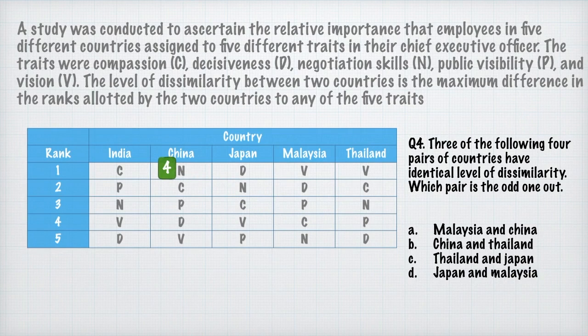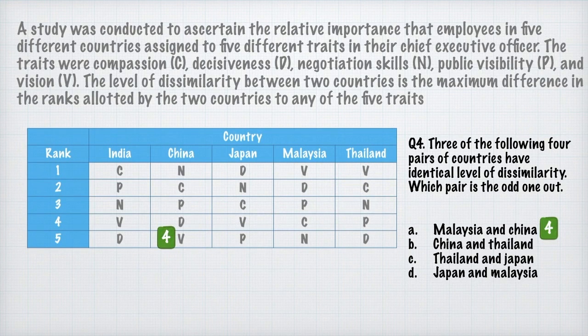First is Malaysia and China. So if I look at Malaysia and China, straight away I can see Malaysia and China is pretty straightforward. The trait N has rank 1 for China and rank 5 for Malaysia. So straight away the level of dissimilarity of China and Malaysia is 4. China and Thailand.